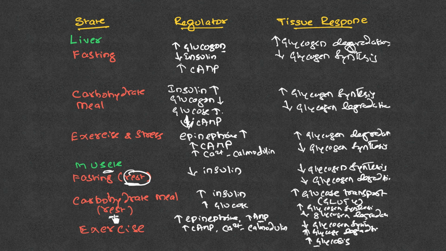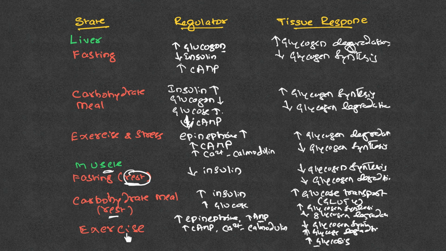Carbohydrate meal, but the person is resting. So, what will happen? There is an increase in insulin and an increase in glucose. Insulin is going to increase glucose transport across the skeletal muscle membrane because it is going to bring up GLUT4, which is an insulin-sensitive transporter. When glucose enters the skeletal muscle, glycogen synthesis is increased because glycogen synthase will be kept active by insulin. Glycogen degradation will be decreased.